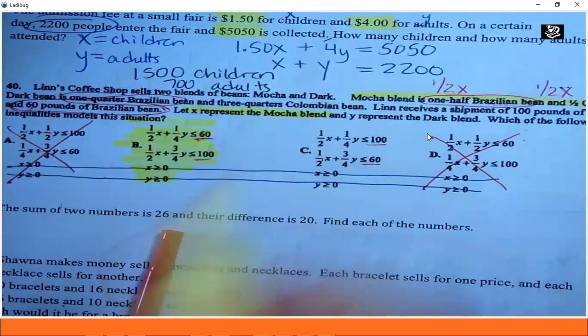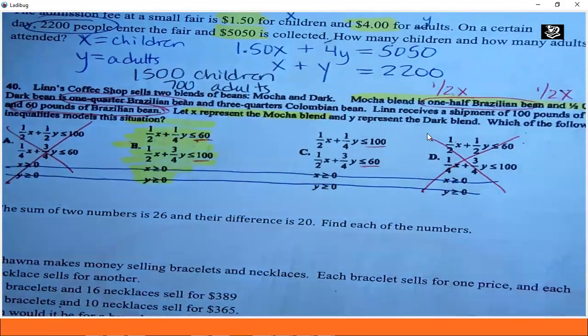That is just a reading problem. It has nothing to do with math. That's just a reading problem.